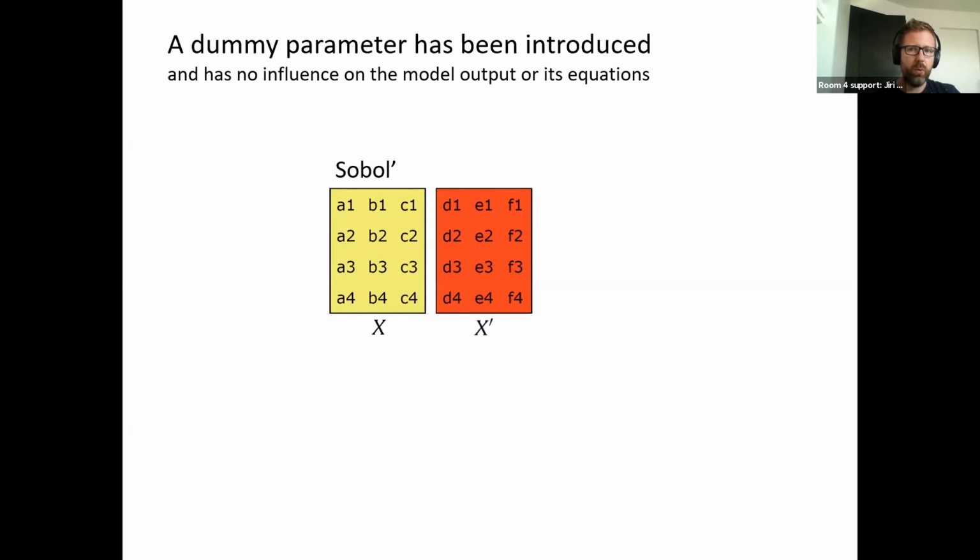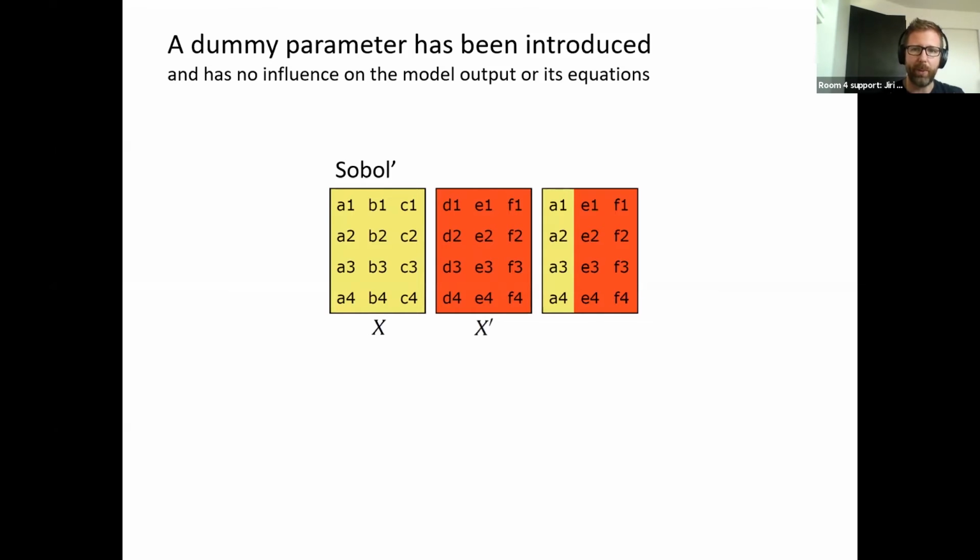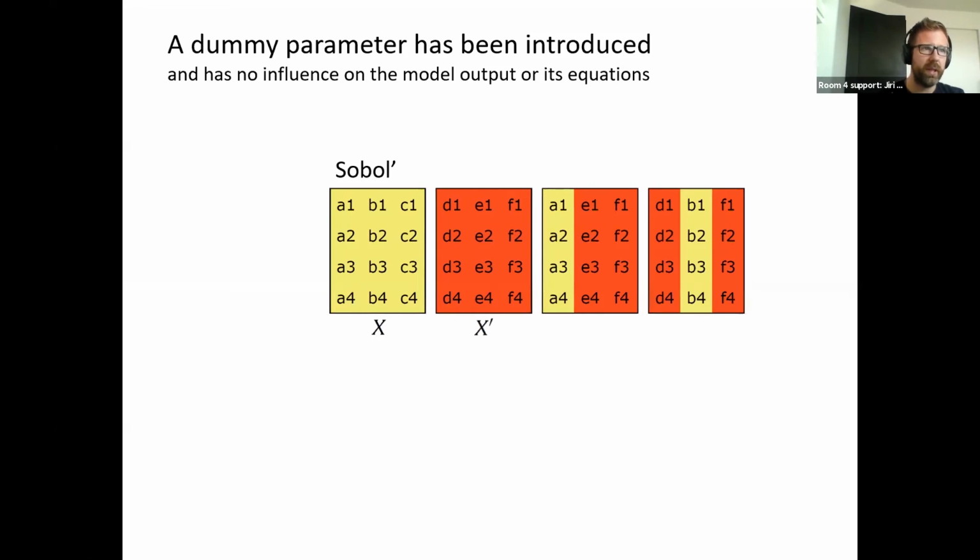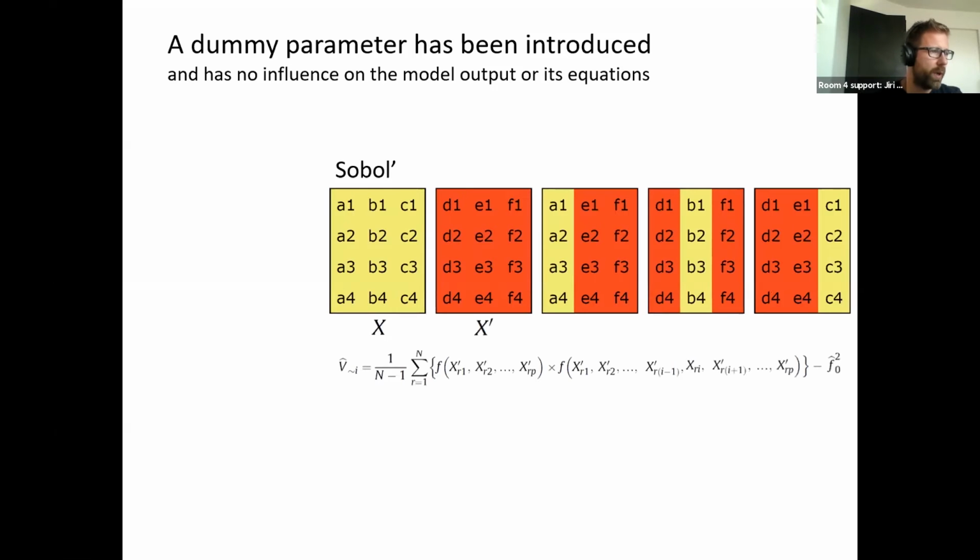Now in Sobol, what we do to calculate the influence of a parameter is we combine those 2 different matrices, and we see that, for example, in this case, there is parameter 1 from the first matrix and parameters 2 and 3 from the second matrix. In this way, we can see the influence of one parameter on the model output. Similarly, we can do it for the other parameters, and in that way, we get the calculation of this variance with respect to the influence of a certain model parameter.